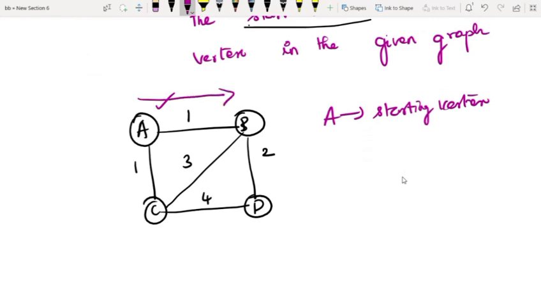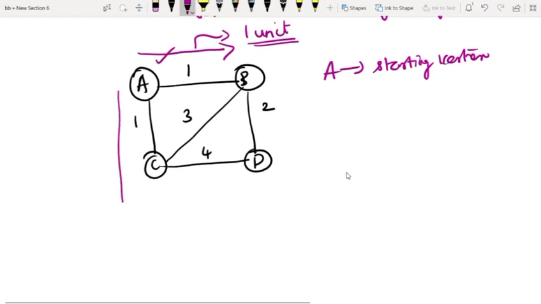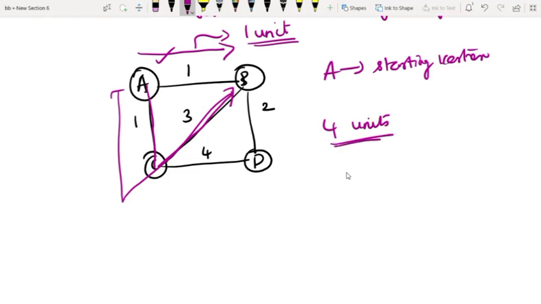I can take this way to go from A to B, and this costs me a weight of 1 unit, right? Only 1 unit distance between A to B. I can also go from A to C and D, and this costs me a distance of first moving 1 unit, then moving 3 units. So 4 units. That is one path from A to B. That's not a direct path, it's an indirect path, but the distance is 4 units.